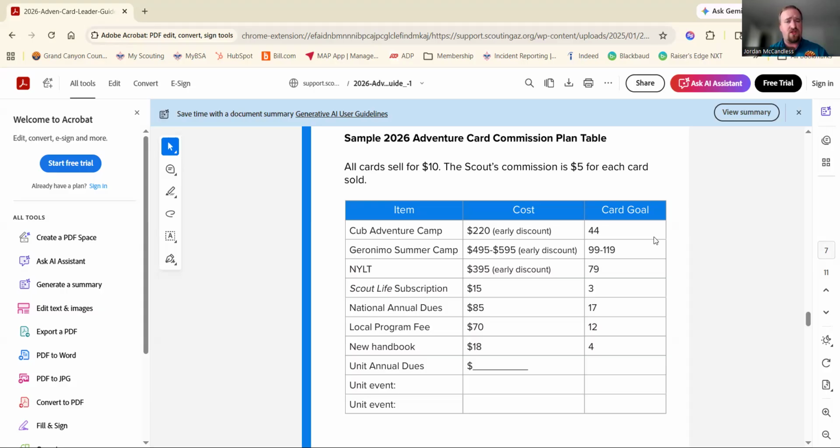So really all you need to do is take the total cost of the item or items or activity that your scout wants to cover, divide that total cost by $5, the commission that you get from each card sold, and that will give you the total number of cards that scout will need to sell in order to cover that item. You'll see that here on the Leader Guide's card commission plan table, which you can use and customize for your own purposes. I also want to share a sample from one of our local units that's participating in the sale this year. Let me bring that up very quickly.